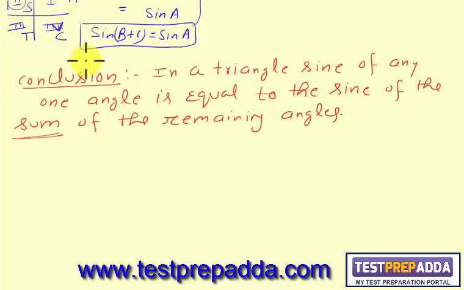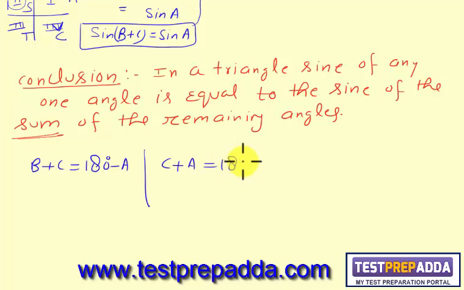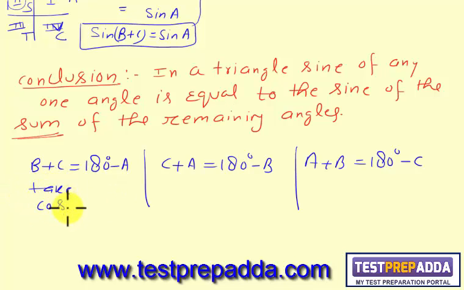now in the similar manner, I will find the cosine. In a triangle, we have already written that B plus C is equal to 180 degree minus A. C plus A is equal to 180 degree minus B. A plus B is equal to 180 degree minus C. Now take what? Take cosine.